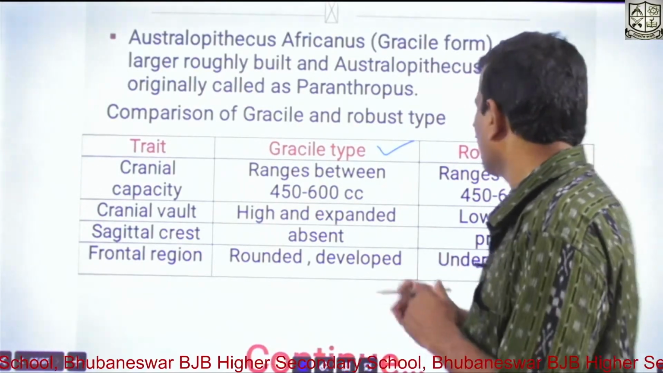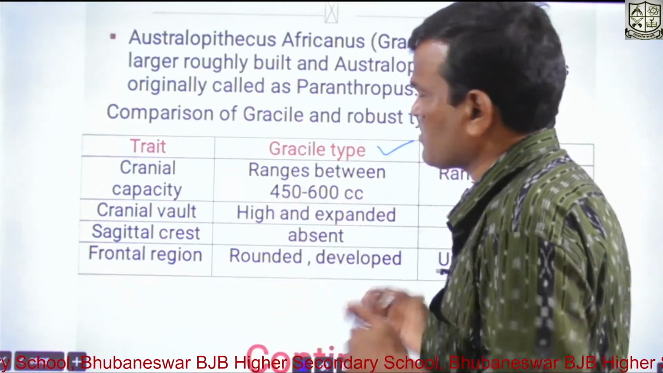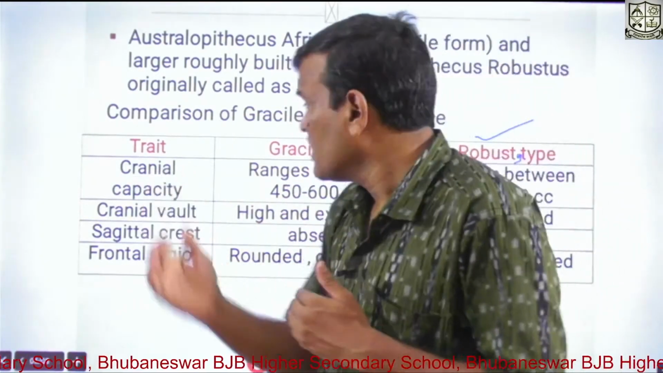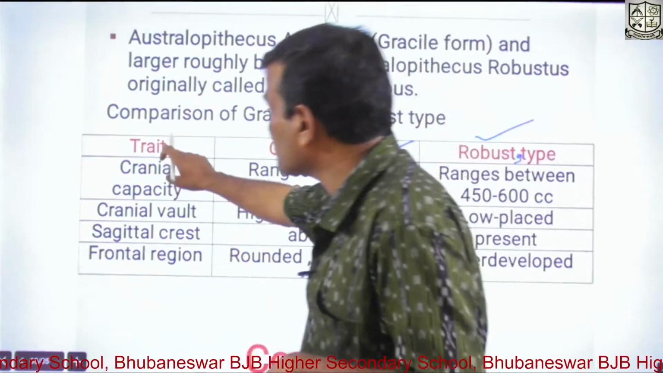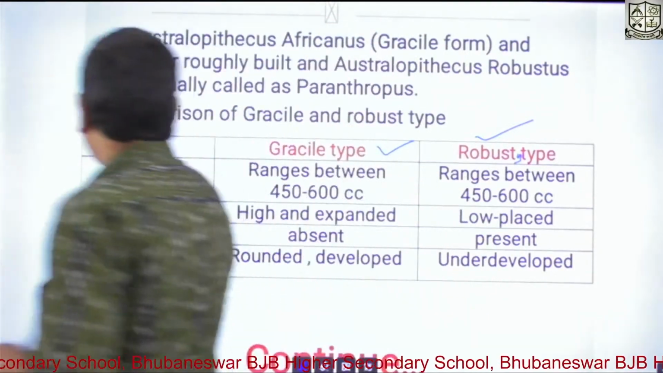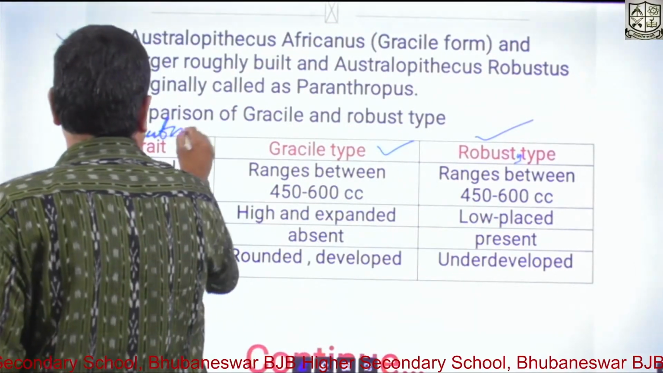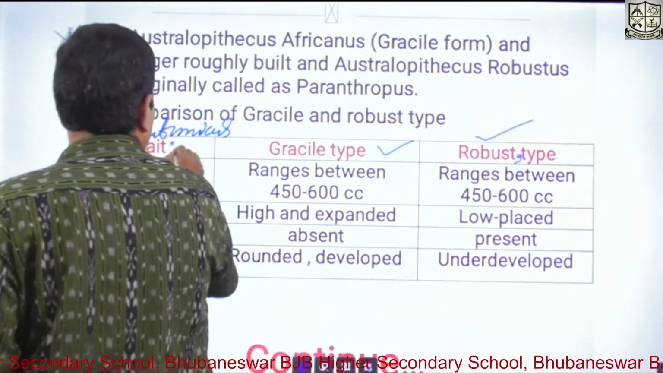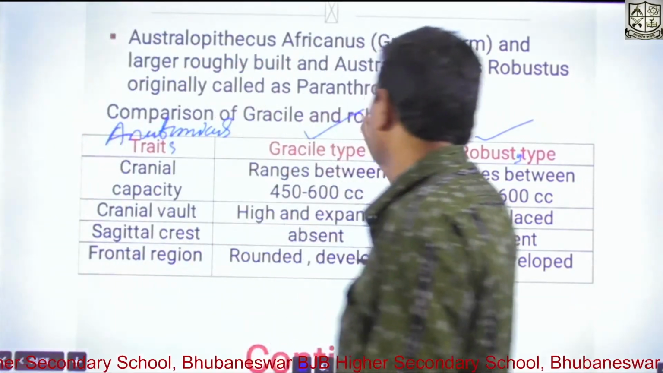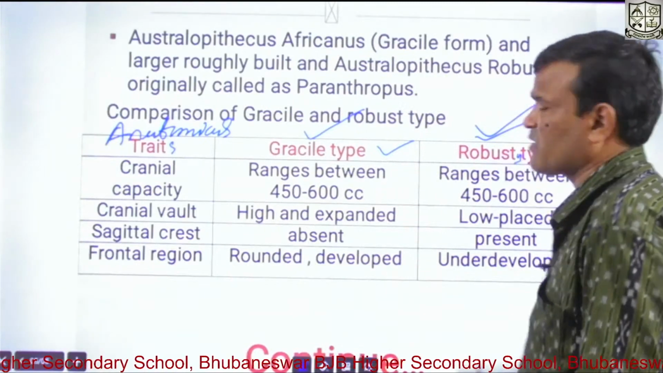Okay, robust type. We classify them into two varieties on the basis of various anatomical traits. Okay, these two varieties: one is the glacial variety and another is the robustus variety.